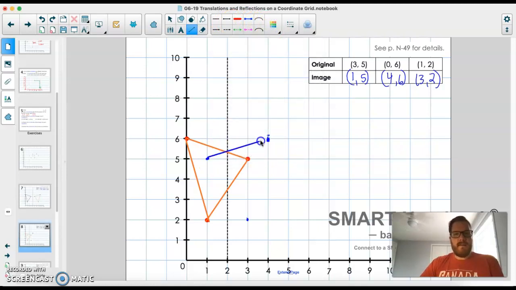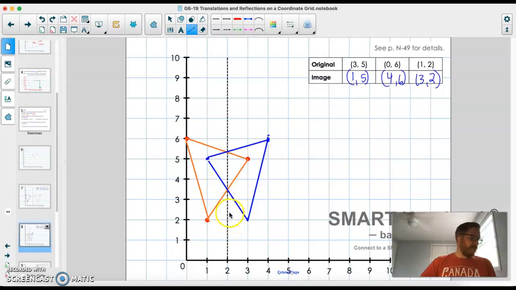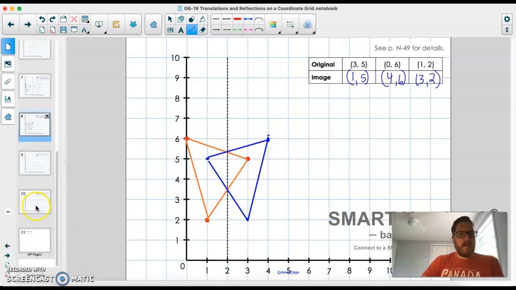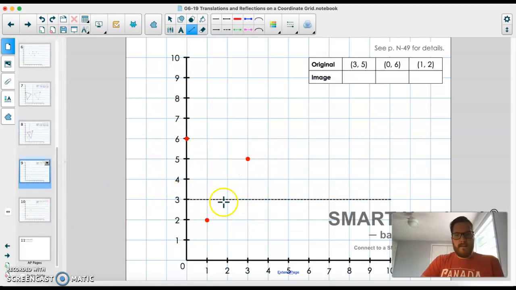Hopefully what we notice is that because we're reflecting in a vertical line, only the first number changes, okay? And there's going to be some practice in the workbook that looks very similar to this, okay? So I'll do one here.